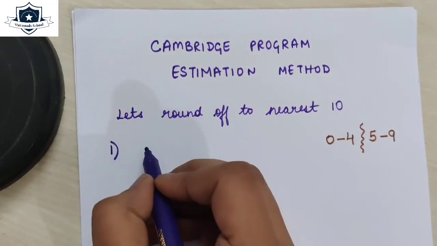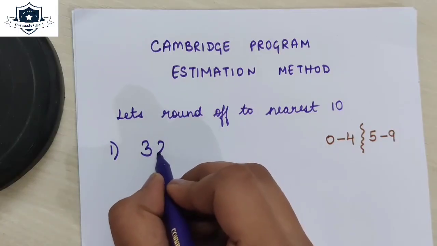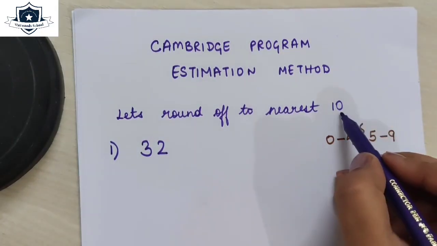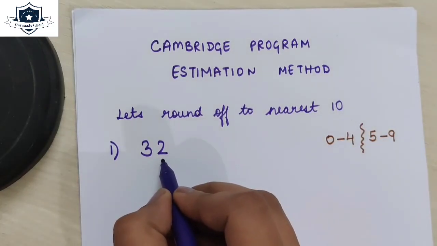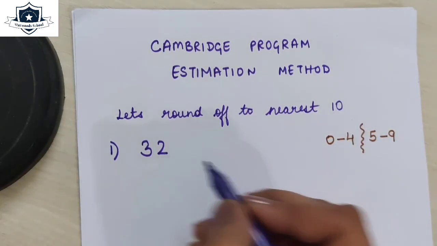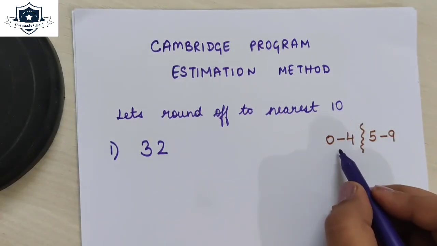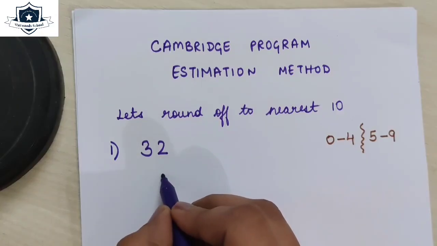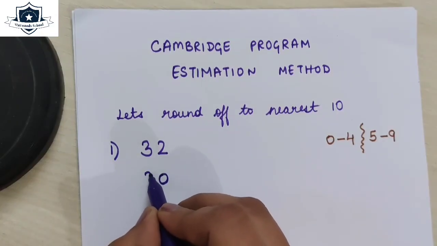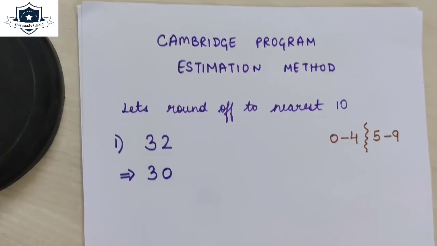Let's take the first number, 32. Check the number of zeros here. This is 1 zero, so we'll see only the first place. 2 falls in this bracket or this bracket. It falls in the lesser bracket. So if that is lesser, it will be rounded off to 0. So this will come 0 and this number will come as it is. So the answer is 30.